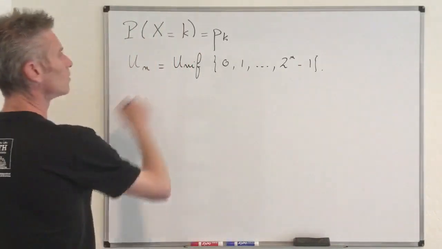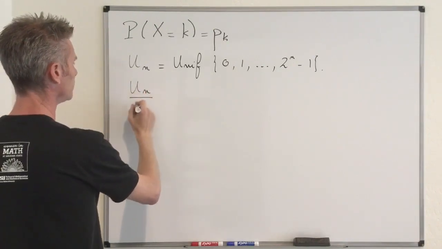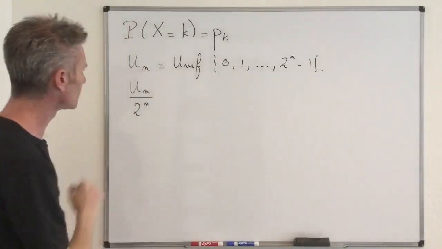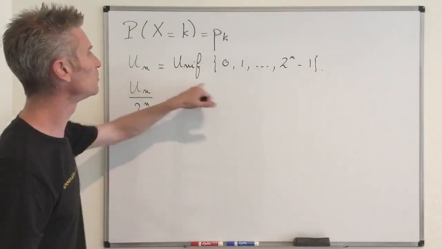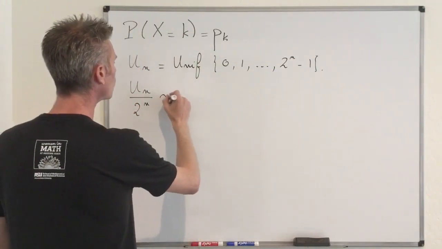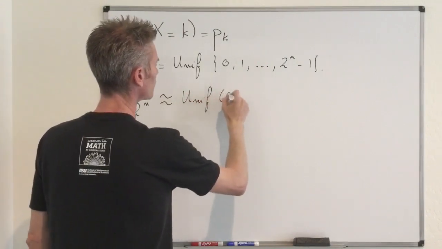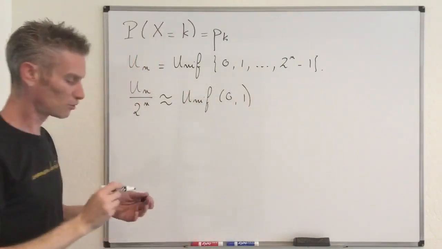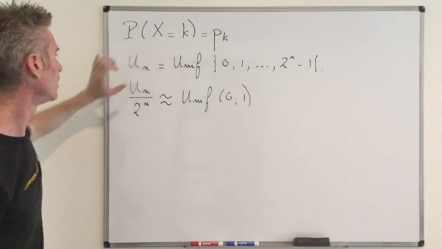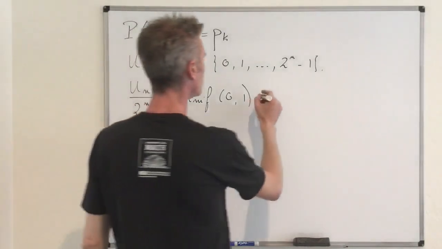So once you have this, you can just look at un divided by 2 to the power n. That's the number of terms here. Strictly speaking, this is uniform on a finite set, but I'm going to say that it's almost uniform in the interval 0, 1. So now what we want to do from that is how can we generate this object x if we know only a uniform random variable. I'm going to call this one u.